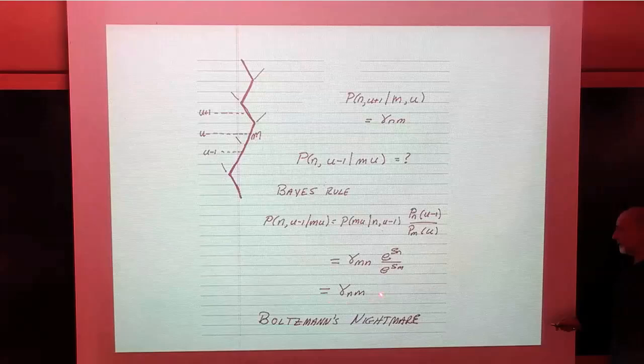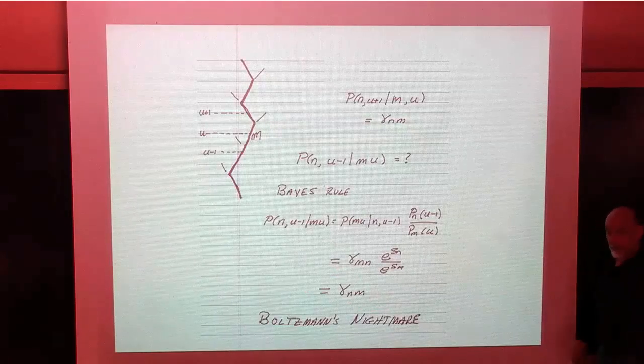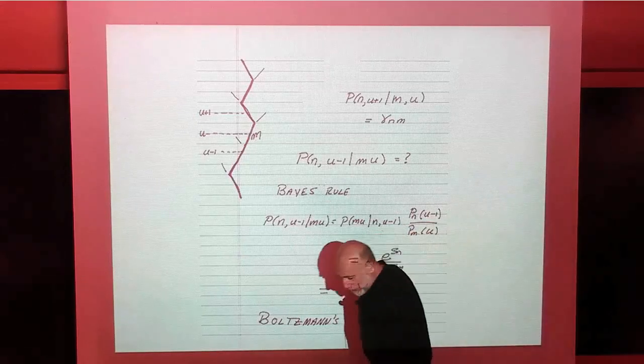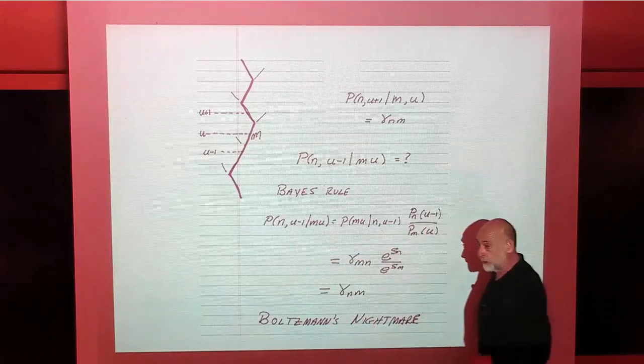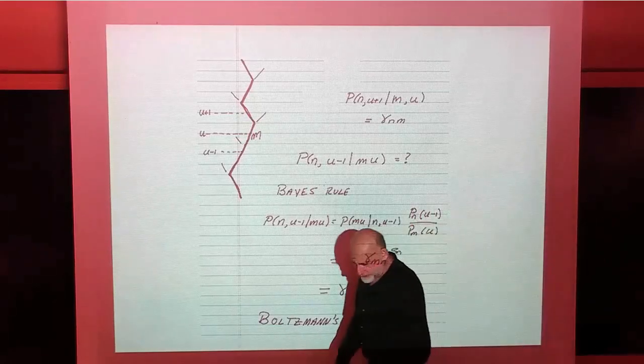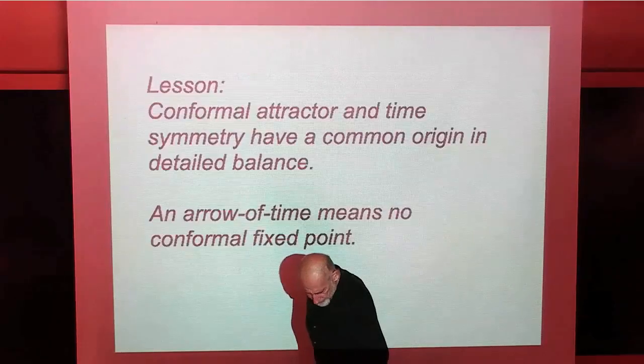Detailed balance just tells you that the probabilities have this perverse symmetry, which is equivalent to saying there's an arrow of time. There is no arrow of time, excuse me. This is Boltzmann's nightmare. We'll come to Boltzmann's nightmare in a few seconds, but let's make a lesson.